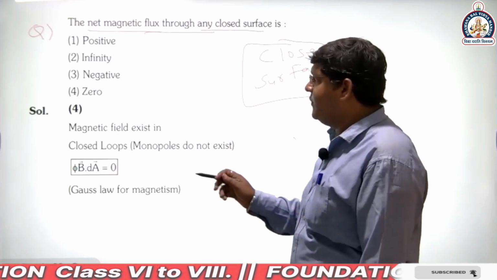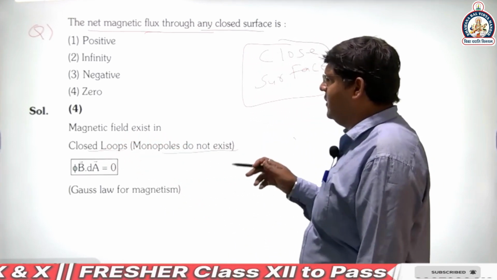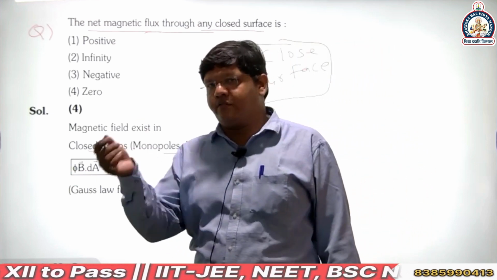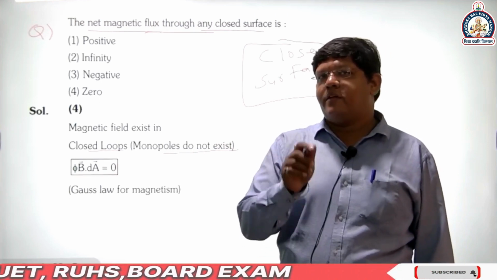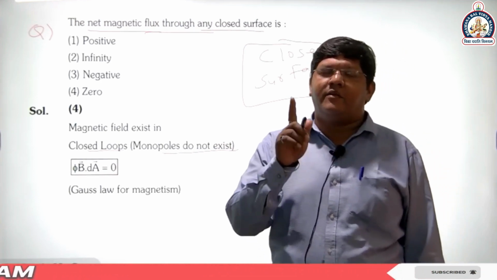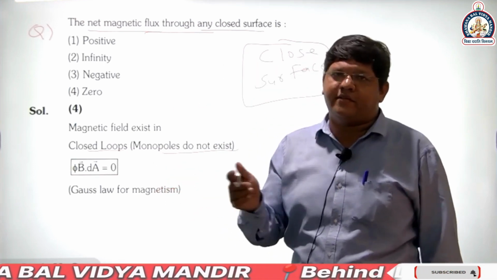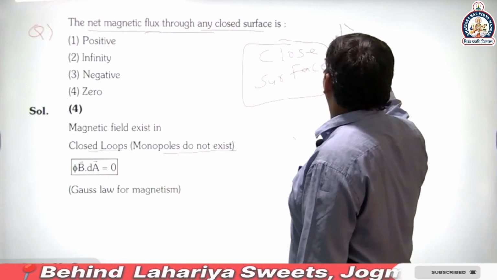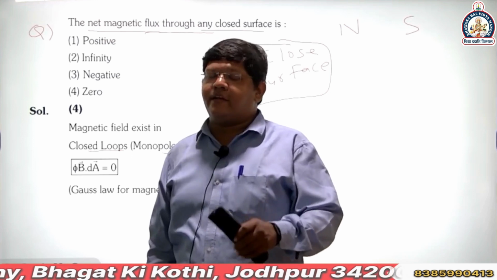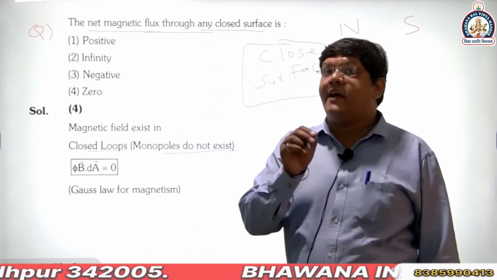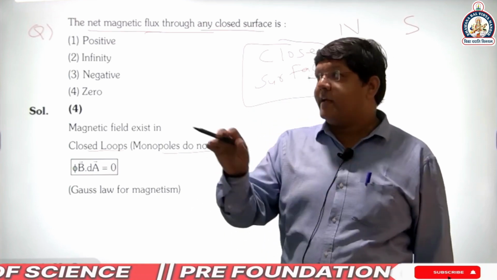Okay. So the magnetic field exists in closed loops, monopoles do not exist. If you have studied the Gauss law for electrostatics, there is a Gauss law for magnetism. It says the magnetic monopole does not exist, meaning the north pole will always be paired with a south pole. There will never be only north, or only south. North and south poles always exist in pairs. That's why we say dipole. Dipole means two polarities, north and south. So monopole does not exist.